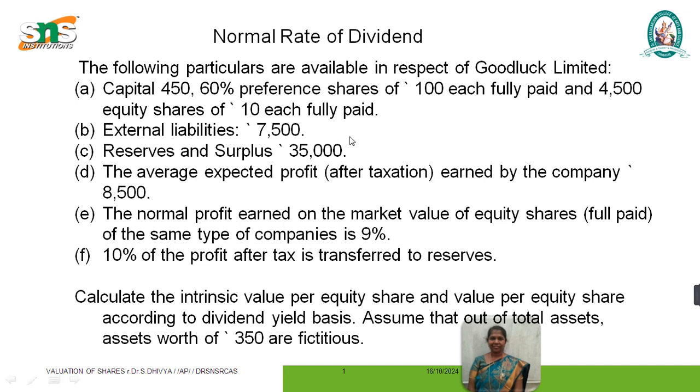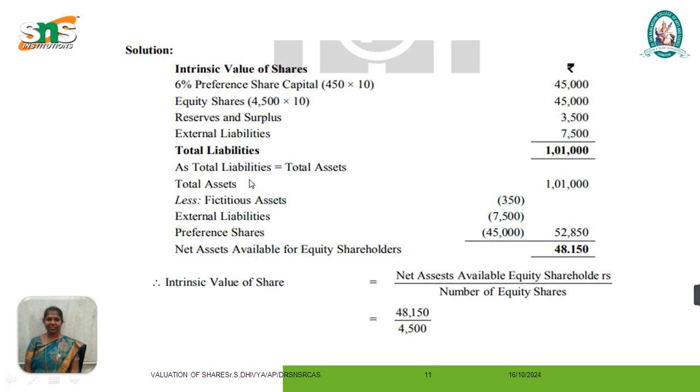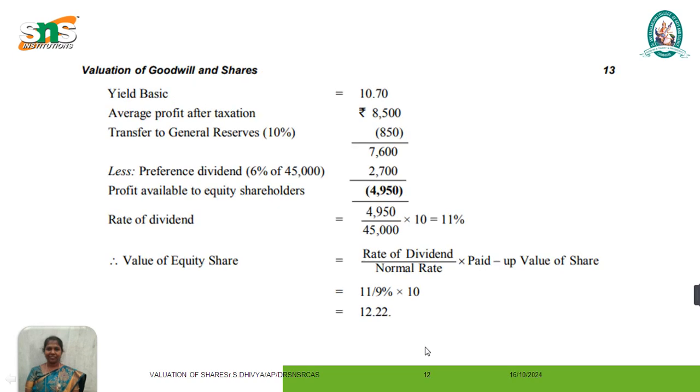For the normal rate of return, the following particulars are available in respect of Goodwill Limited. So these are the capitals and the preference shares. Now we will calculate the intrinsic value per equity share and the value per equity share. The formula is net assets available to equity shareholders divided by the number of equity shares. So the total net assets available is 48,150, and the number of equity shares is 4,500. So the yield basis is 10.70.